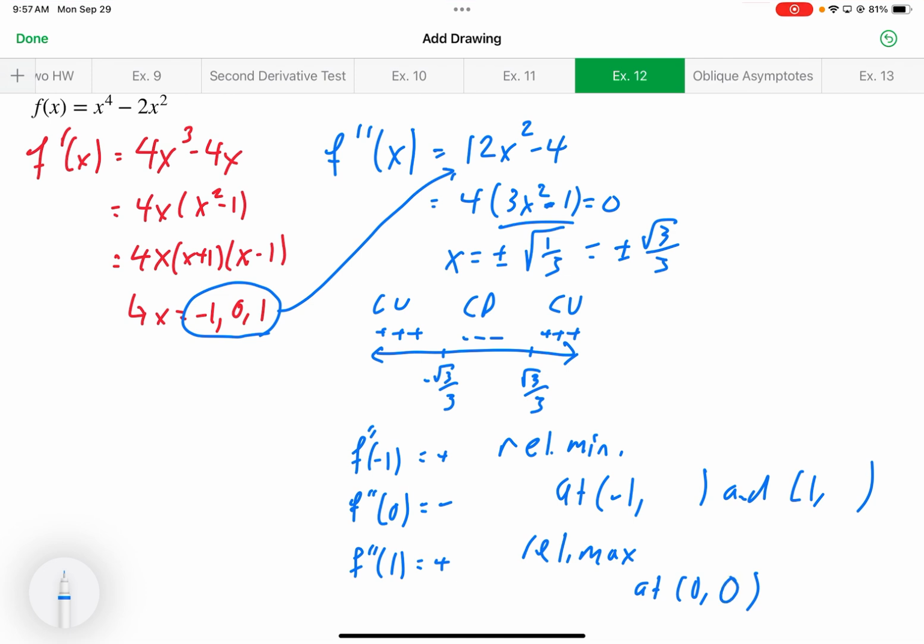0 is easy. It's just going to be 0, 0. You plug 0 into your original. Plug 1 into your original. 1 minus 2 is going to give us -1. And then you would get an equivalent value if you're plugging in -1 because you're raising it to even powers.